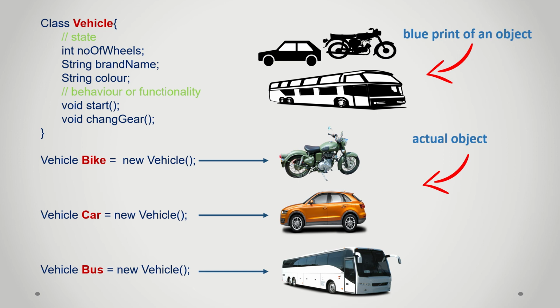For example, we can have a bike with two wheels, green color, some brand name. We can have a car with four wheels, orange color and some brand name, and similarly we can have a bus.